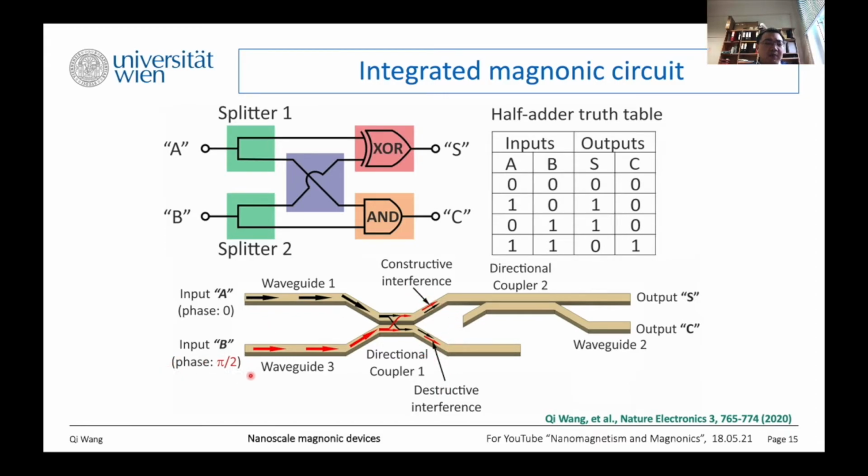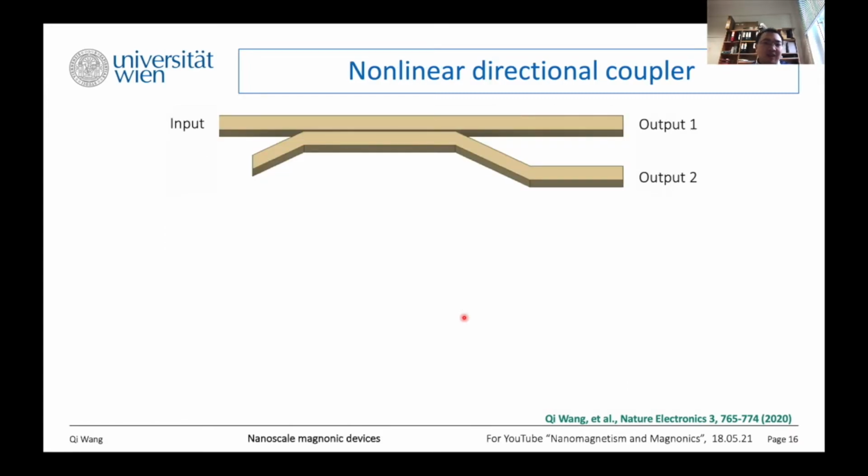But be careful, we always shift the phase by pi to make sure here the spin waves have constructive interference and here is destructive interference. The most important part is directional coupler 2, which works in the nonlinear region.